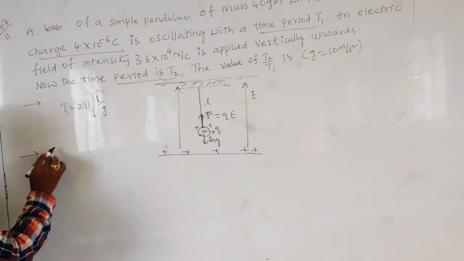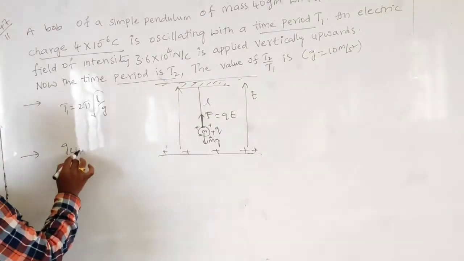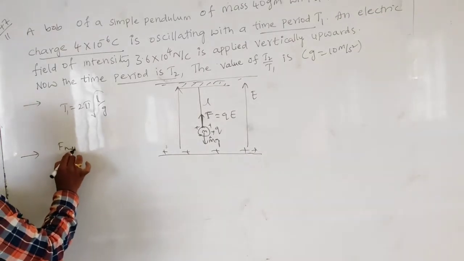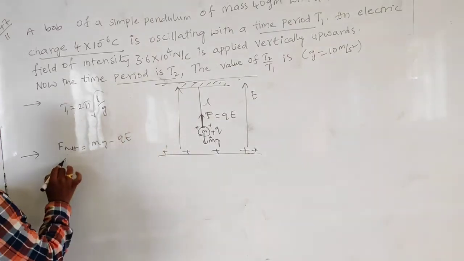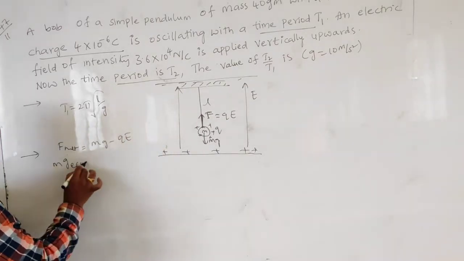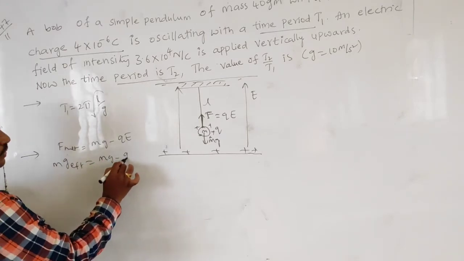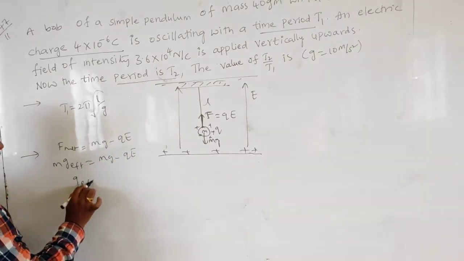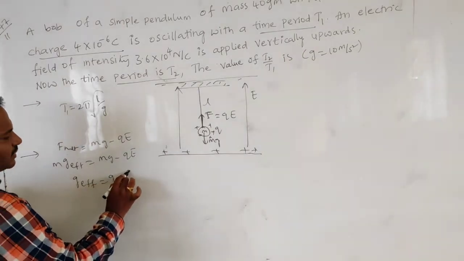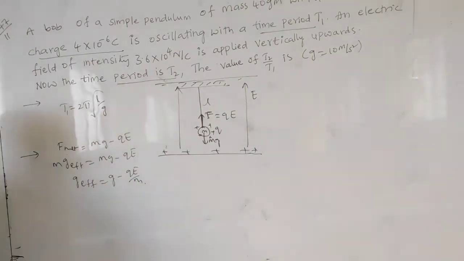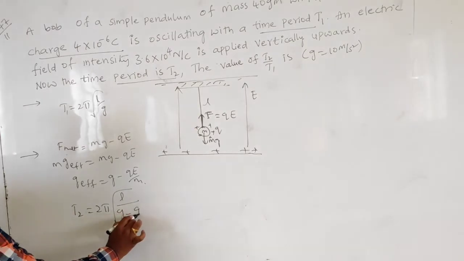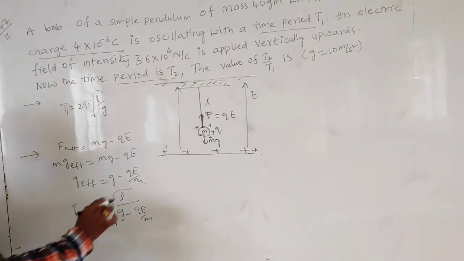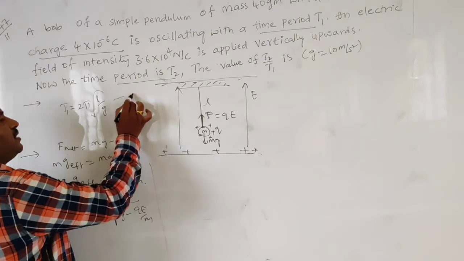In this case, g effective, by net force, is mg minus QE. G effective, by Newton's second law, is mg minus QE. So g effective equals g minus QE by m. Now what is the time period? T2 equals 2 pi root over L by g minus QE by m. This is equation number 1.